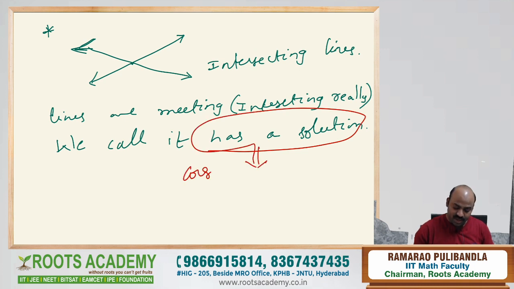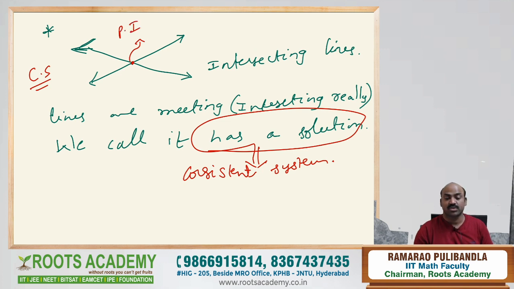What is the system name? Consistent system. There are a lot of systems. One system is called consistent system, which is nothing but a system which has solutions. Can you say this is a consistent system? Why? Because it has one real solution. This is called intersecting lines, and this is called the point of intersection.